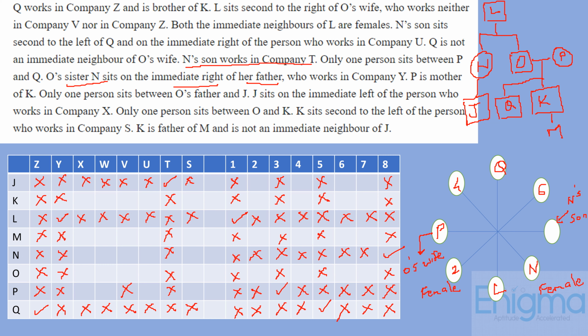Now it is given that N's son sits on the immediate right of the person who works in company U. Now N's son is sitting to the immediate right of N. Hence, N will work in company U. Another thing, N's son, we know it is J, so we can put J in position 7.